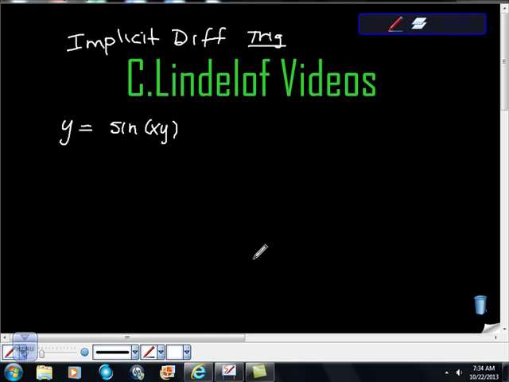Implicit differentiation with a trig function. Here we have y is equal to sine of xy, where xy is the argument. And I hope you can see that this is a chain rule problem, and it's also a product rule problem. So it's chain rule and product rule.